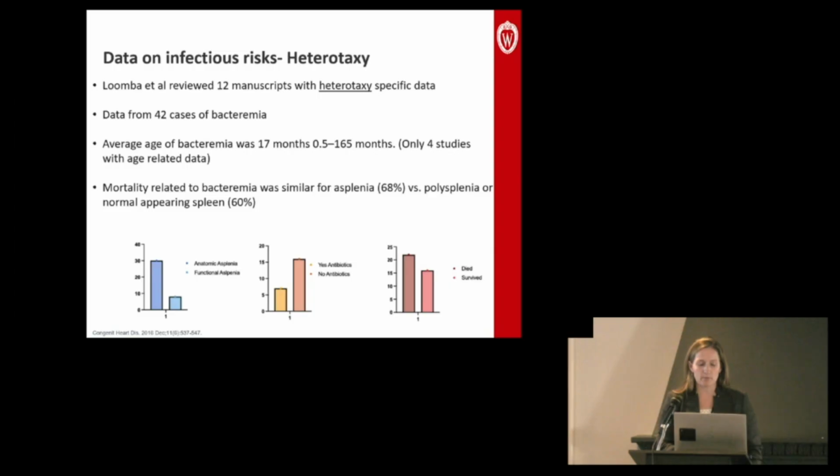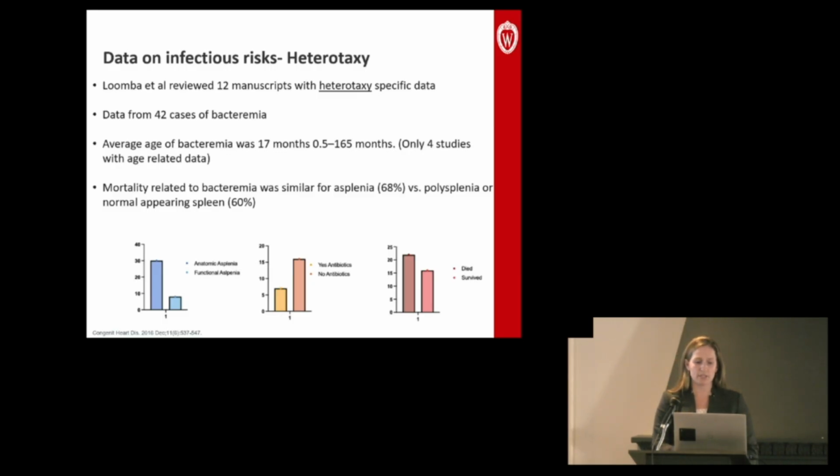Just a couple of points to point out here. This was a review that was done back in 2016. The thing that jumped out to me was that the average age right now is 17 months, but these were pediatric studies. And so in heterotaxy specifically, we just have a big lack of adult data. So there's a lot to work on there.